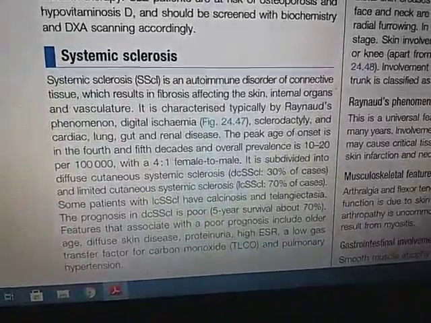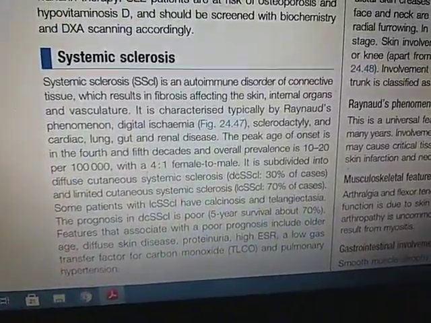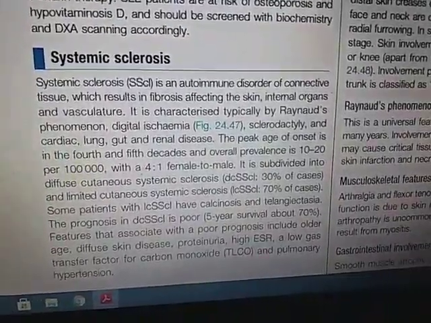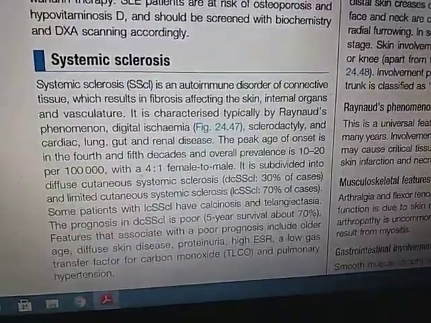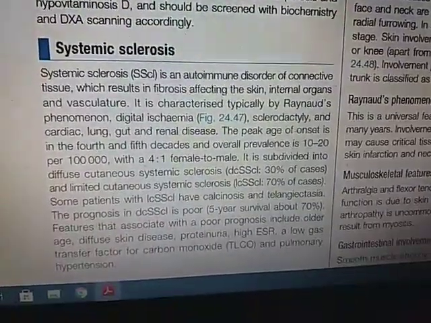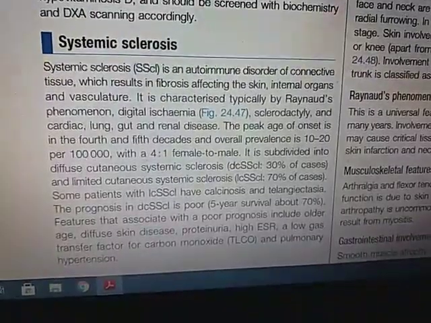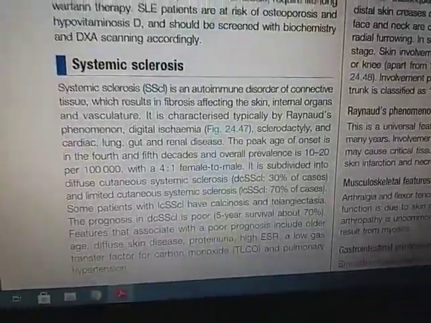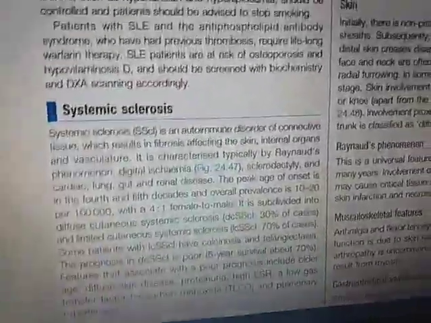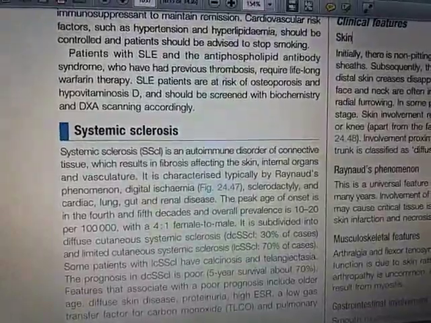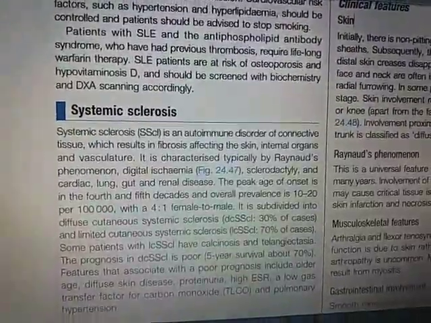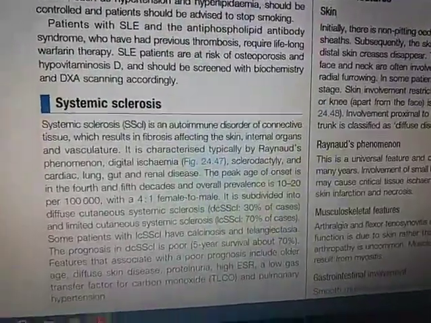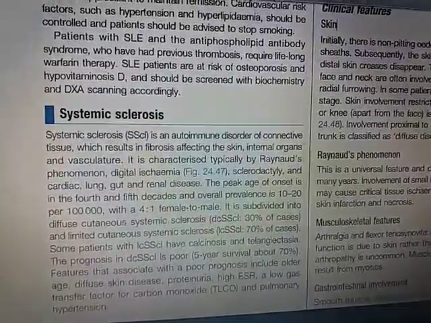Now the clinical features. The skin features are thickening, dry skin, taut and shiny skin. We have microstomia, small mouth, beak-like nose, telangiectasia, calcium deposition in the skin and subcutaneous tissues, buckling of mouth.